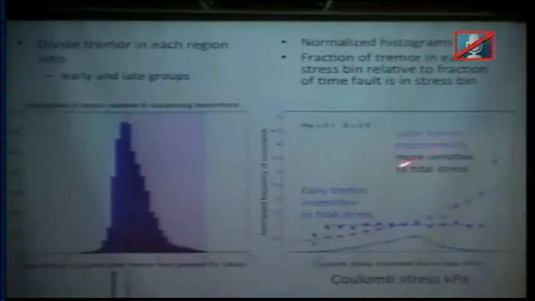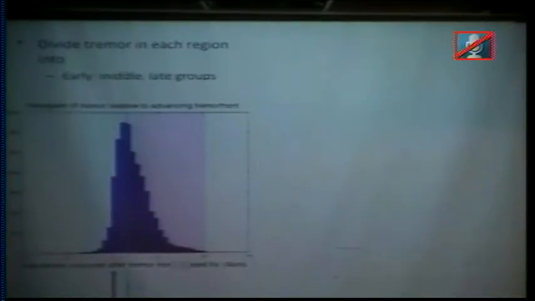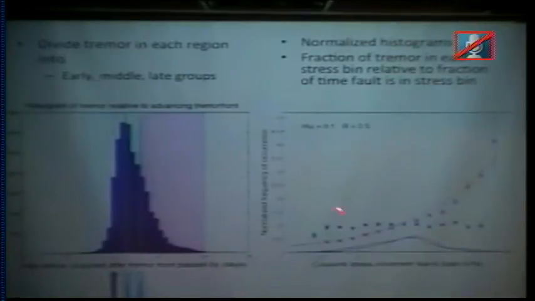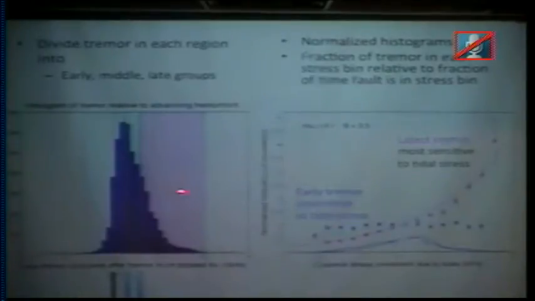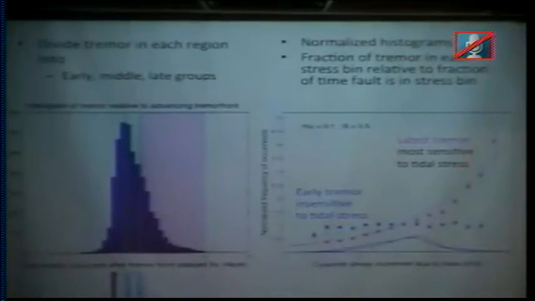Okay. So this shows this striking change here. But let's go on and divide it into 3 groups, indicated by the blue, cyan, and magenta groups here. And then we do a similar kind of analysis, and we see an even stronger, a steeper exponential for the latest group. So the early group is the same as before, and the latest group here, the magenta, is even stronger than before, and the intermediate group, the cyan, has an intermediate amount of tidal sensitivity.